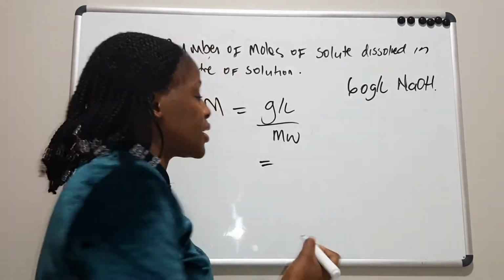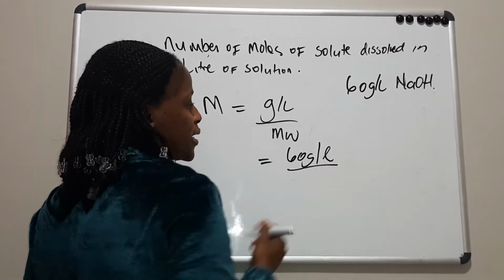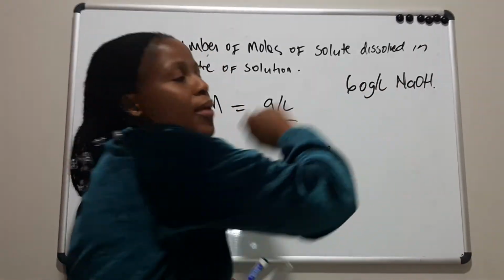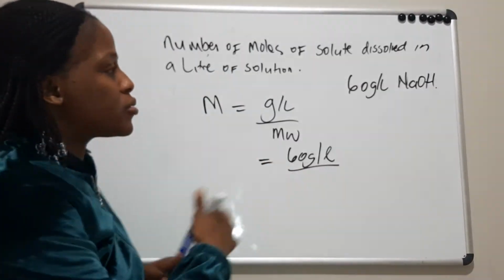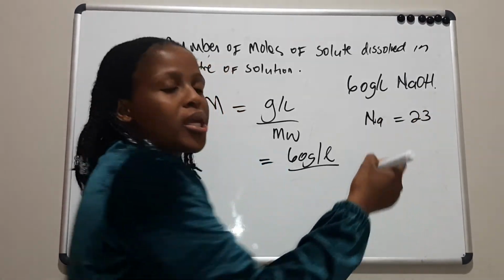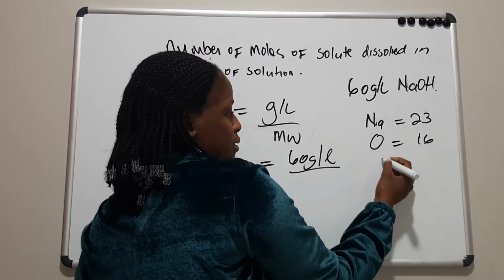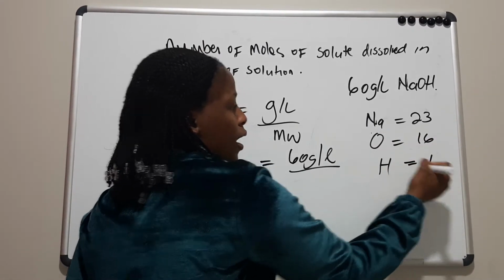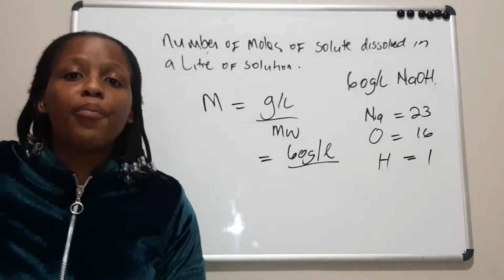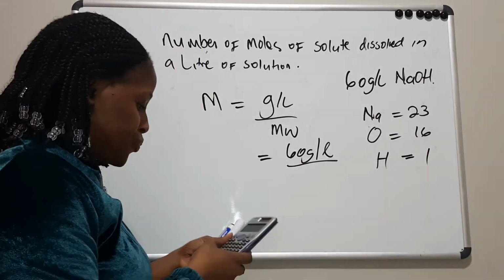So we're just going to put it in like that, which is 60 grams per liter over the molecular weight. Now we need to calculate the molecular weight for the sodium hydroxide so that we can substitute it there. So we have sodium with an atomic mass of 23, oxygen is 16, and hydrogen is 1. What you will do now is just add up all those atomic masses. All of these I got from the periodic table.